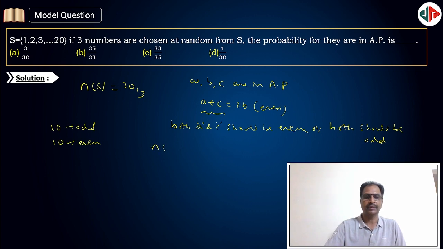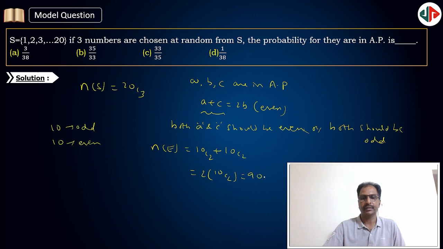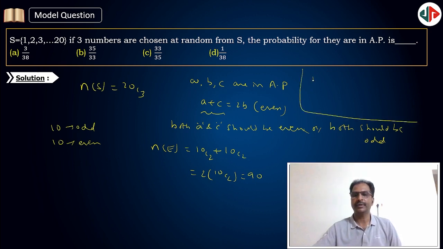Now tell me what is n of E then? We have to select both even, 10C2, plus both odd, that is also 10C2. So this is 2 times 10C2, which is 90. And n of S is 20C3. And the required probability P of E is nothing but n of E by n of S.